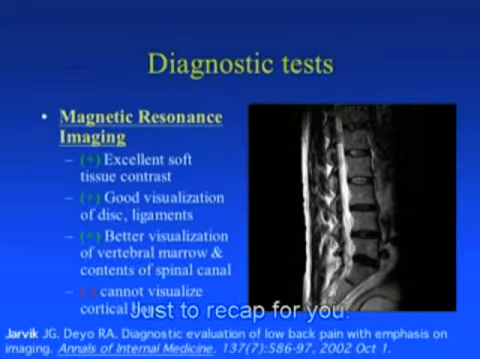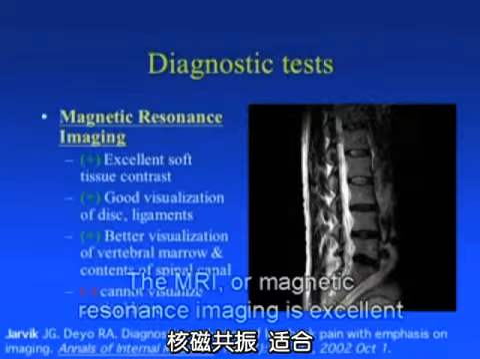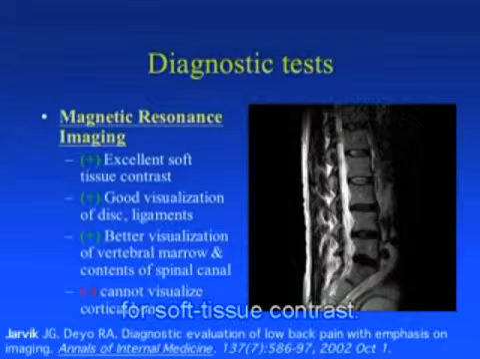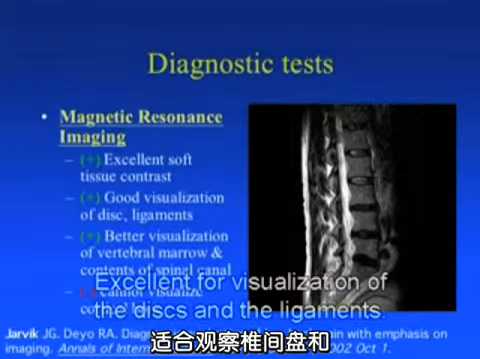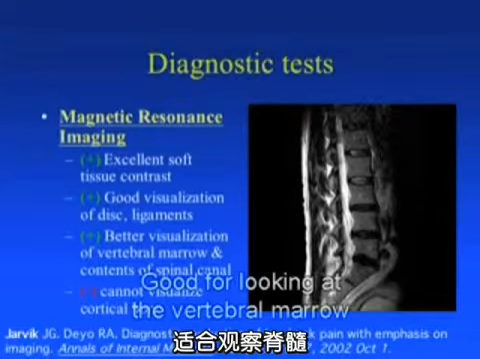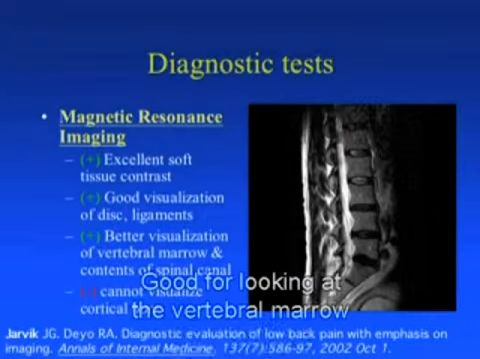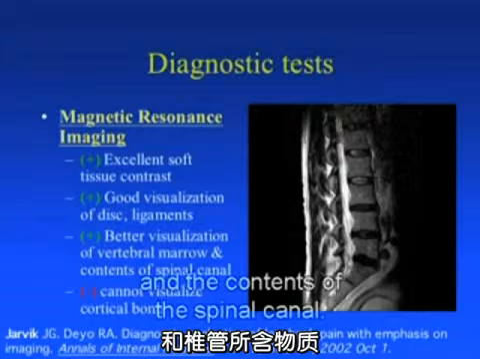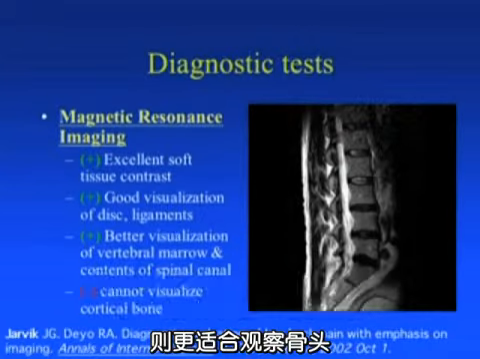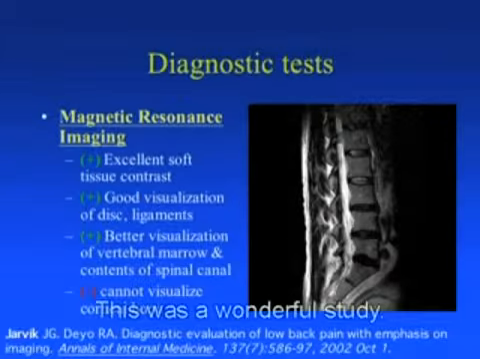Just to recap for you, the MRI, or magnetic resonance imaging, is excellent for soft tissue contrast, excellent for visualization of the discs and the ligaments, good for looking at the vertebral marrow and the contents of the spinal canal. The CT is most likely a better test for looking at bone.